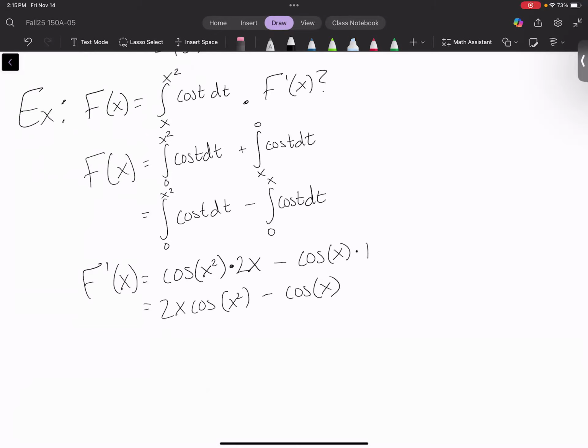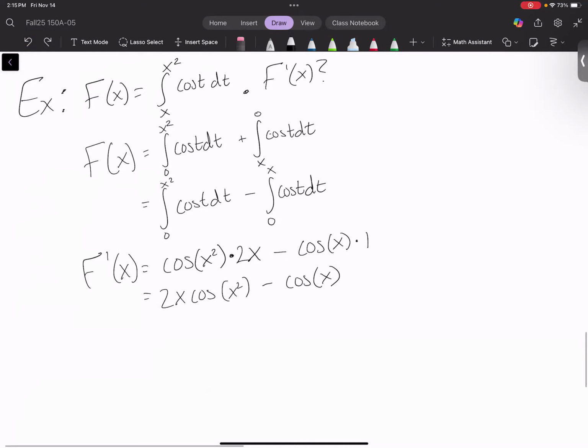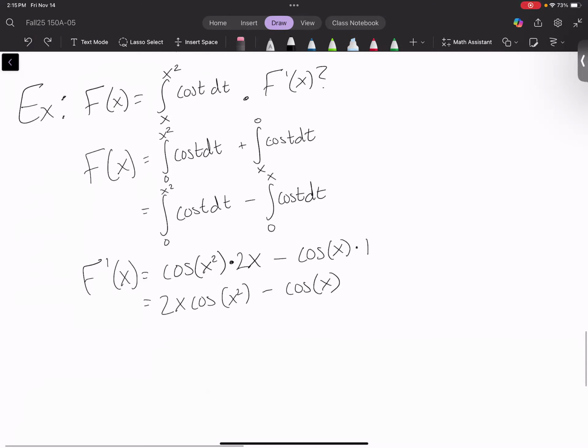Okay. Now, once you get used to it, you could just start jumping, right? Notice here, it's always the upper bound, the x squared, minus the lower bound, the x, okay? You don't have to necessarily always do all that algebra, but I'm just showing you where it's coming from, right? Okay, so that's a whole lot of practice using part one of the FTC.